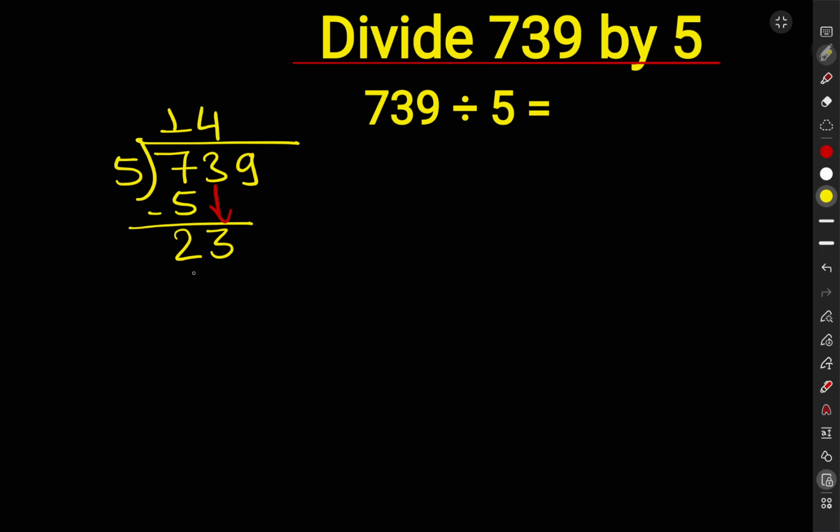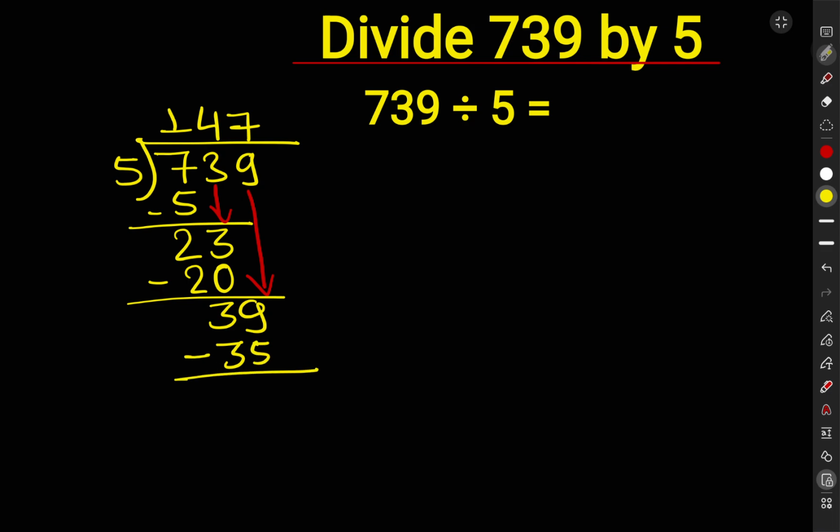5 times 4 is 20. On subtracting we get 3. So again we put down this 9 and it is 39. 5 times 7 is 35. On subtracting we get 4.